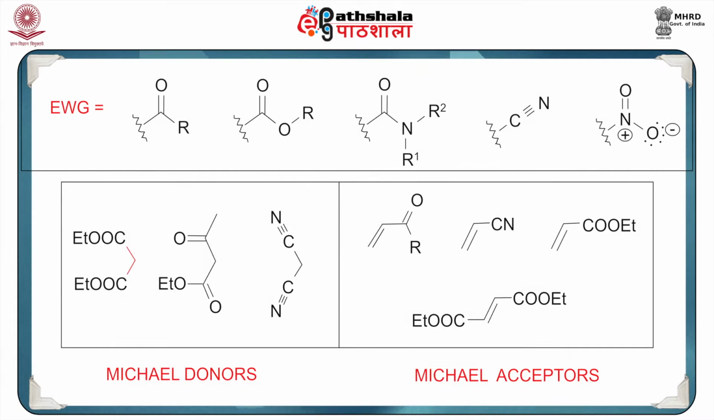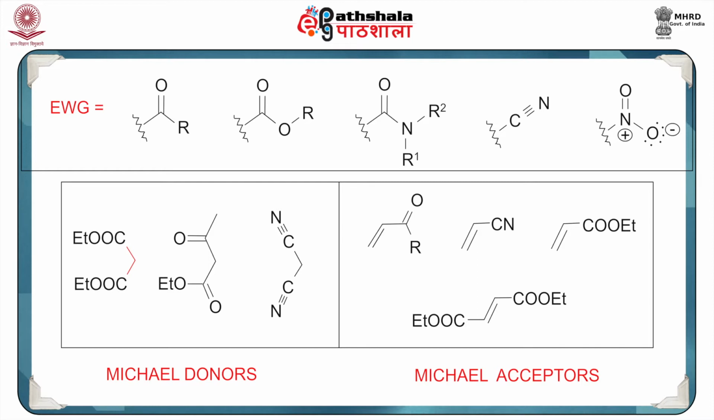Initially, the Michael reaction was done with an alpha beta unsaturated carbonyl compound as the Michael acceptor only. Later it was extended to a variety of substrates including esters, nitriles, sulfones and compounds with activated double bonds like alkyl acrylates, vinyl ketones, acrylonitrile, etc.